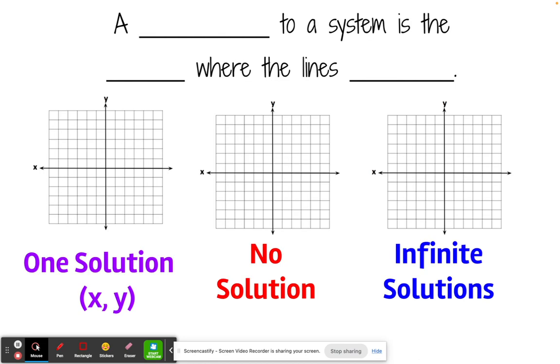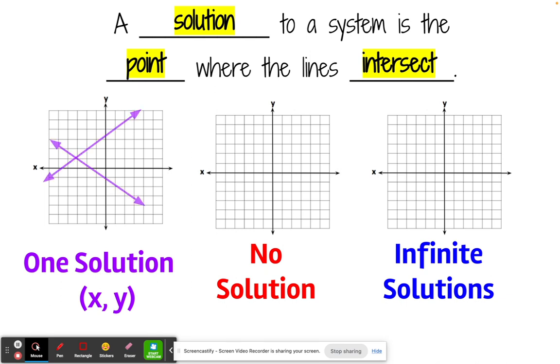As you may recall, a solution to a system is the point where the two lines, or there could be more than two lines, but we work with two, where the lines intersect. So you may have one solution, such as this situation where the lines cross at one point. You may have no solution where you have parallel lines and they will never intersect. Or you could have infinite solutions where they are in fact just the same line, written differently usually.